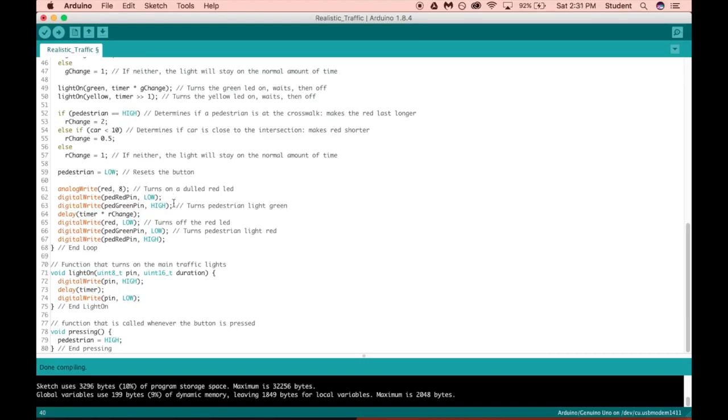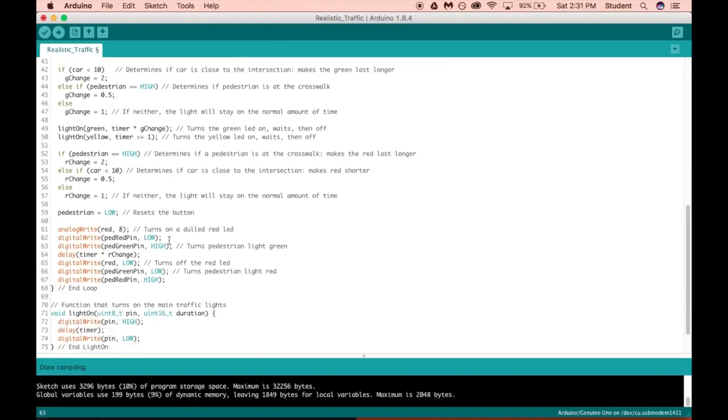And we also have things that want to happen in the middle of it. So here we have the pedestrian light turning green, the red pin turns off, and the green light pin turns on. And then it waits for the determined amount of time, and then the traffic light red turns off, the green pin turns off, and the red pin for the pedestrian light turns high, so it resets it back to red. And it just keeps looping this.